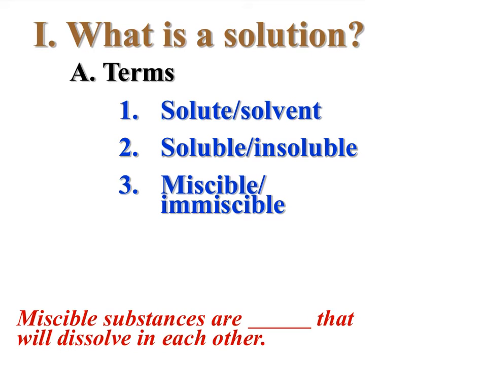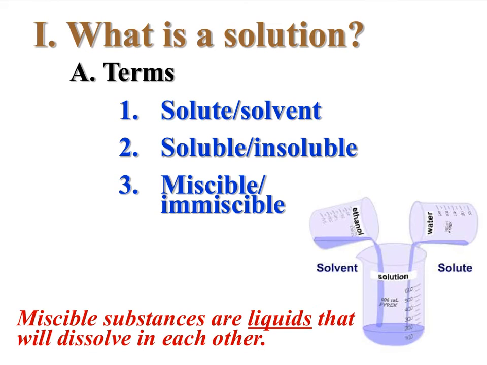Miscible and immiscible. Now, miscible and immiscible is just dealing with liquids. Miscible substances are liquids that will dissolve each other. So in the case of water, it's a liquid, and ethanol is an alcohol that's a liquid. When they mix with each other, they're 100% miscible, which means they mix in completely in this new solution. They dissolve each other. So miscible is a very interesting term. We just talked about two liquids dissolving each other.